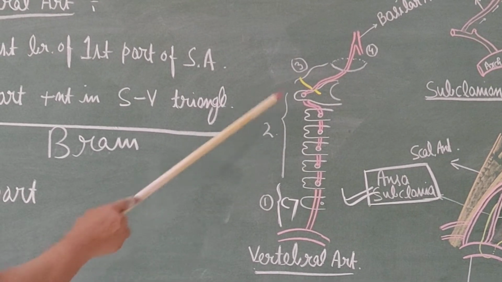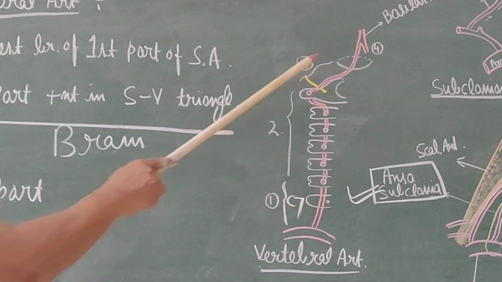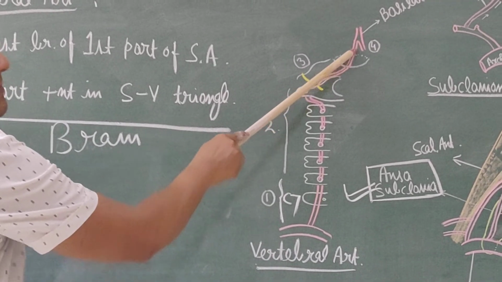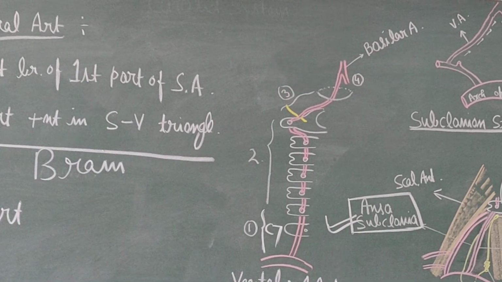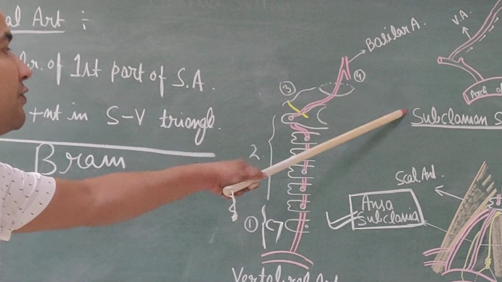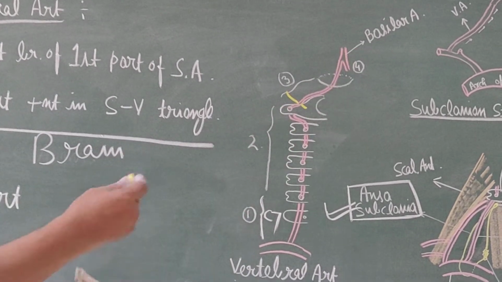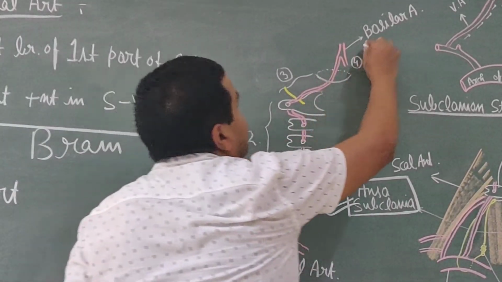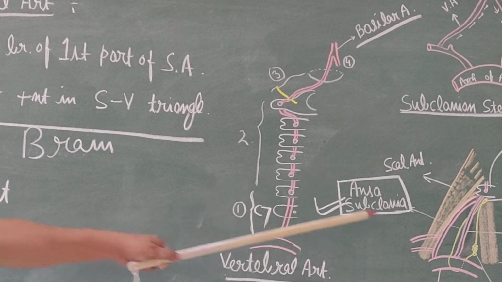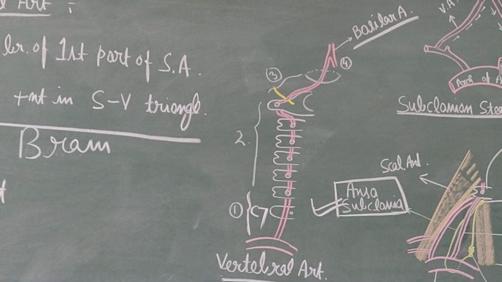Then it enters the cranial cavity through this foramen magnum, and the fourth part begins from the foramen magnum to the lower border of the pons. At the lower border of the pons, the vertebral arteries of both sides unite and form the basilar artery.